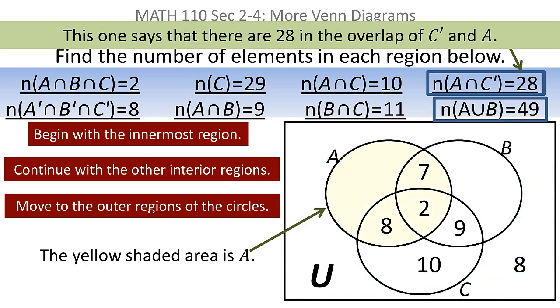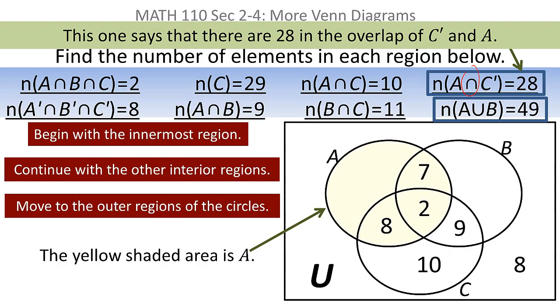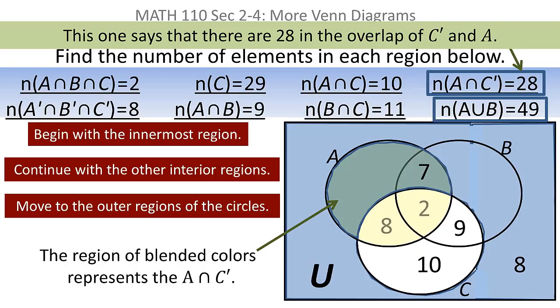The set A, I've shaded yellow. And now I want to find out, since I'm doing intersection, where they overlap. So I'm looking again at those 2 sets, and you can see that they overlap. Now I've shaded it so that it looks blended. The blended colors is where they overlap. And that has to add up to 28. I already had 7 there, so I needed 21 more to get up to 28.